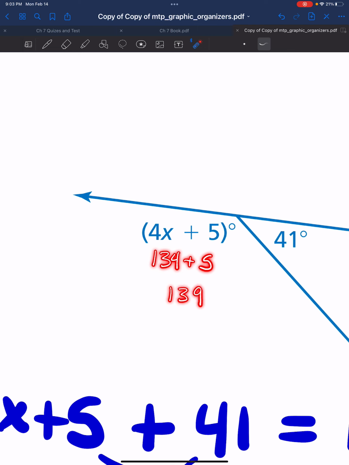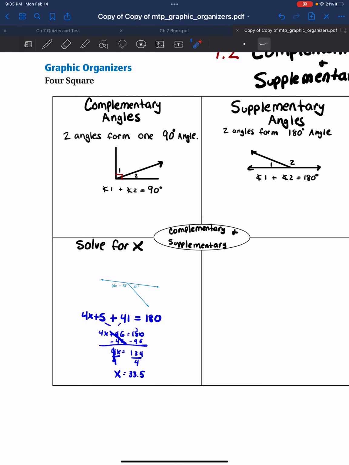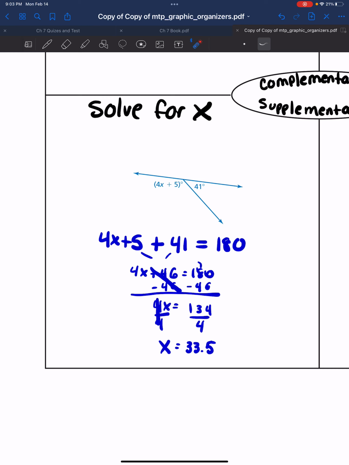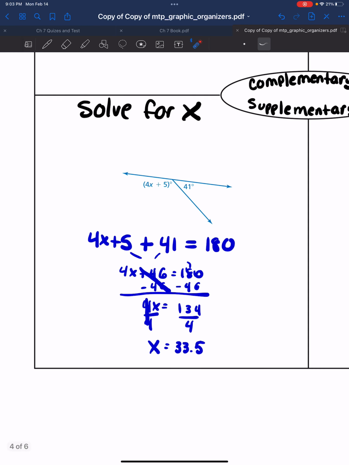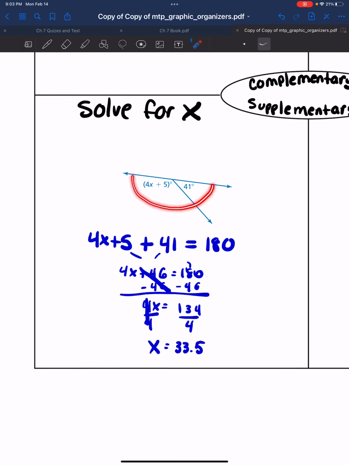139 degrees plus that 41 that's hanging out over here. That would make it 4, 5, 6, 7, 8. Oh, okay, 180. We didn't make a mistake. I just got self-conscious for a second. Yeah, x equals 33.5. But you guys, it's always so good to plug that back in and check. Plug it in, make sure everything together is 180 degrees. That's how you know you did not make a mistake.